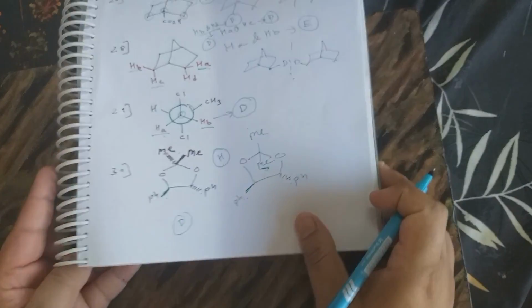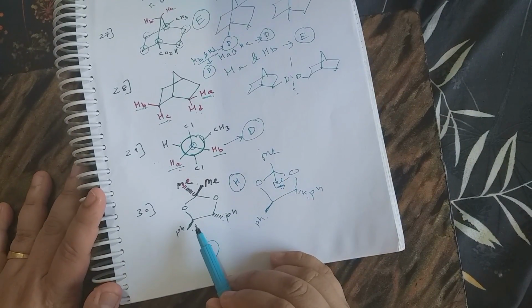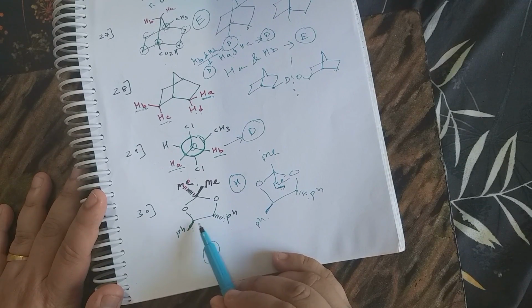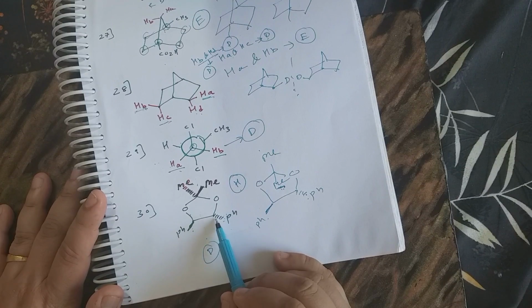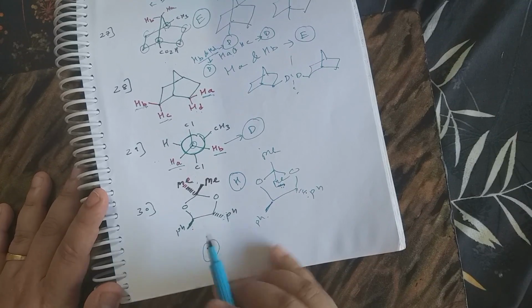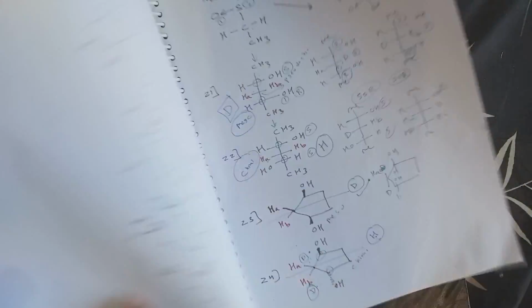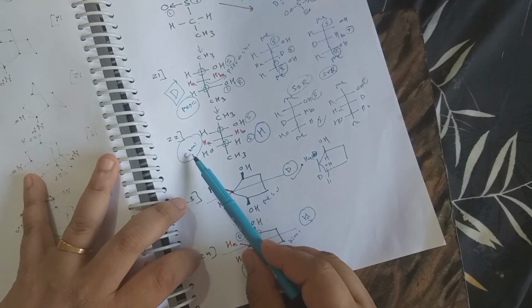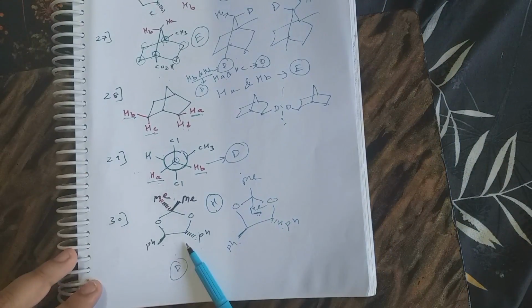Okay, so again that concept you can use. So see, this is now chiral. Once it is chiral, it is homotopic, and when it becomes meso, it will become diastereotopic. The same example we have already discussed. Meso diastereotopic, chiral homotopic. Same example. This also.